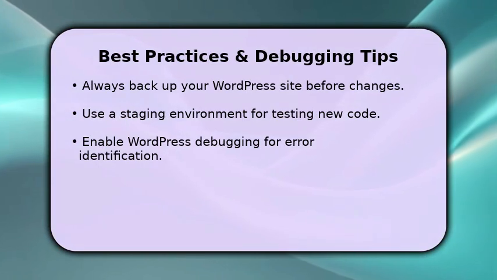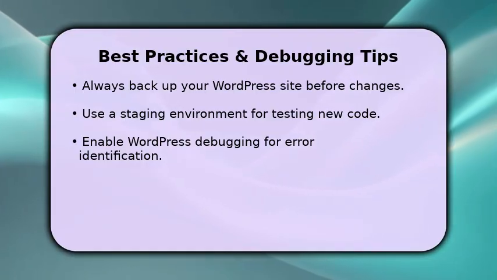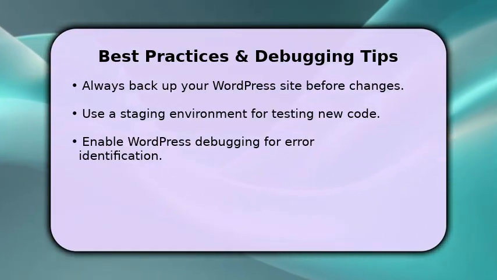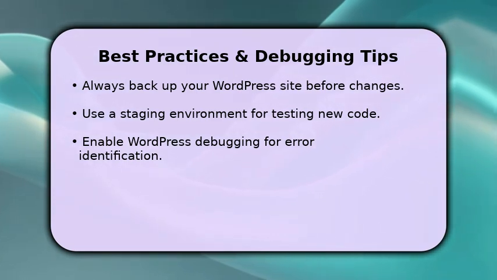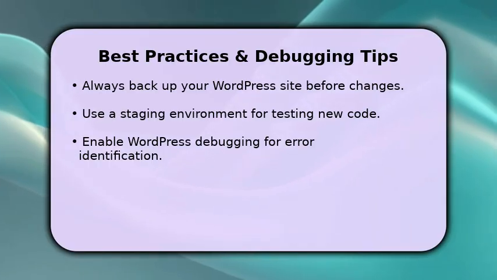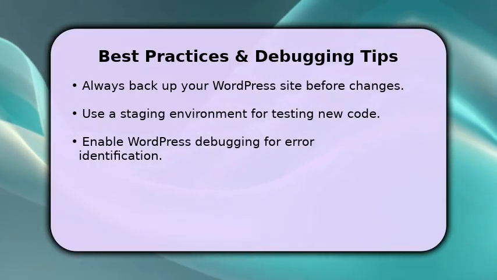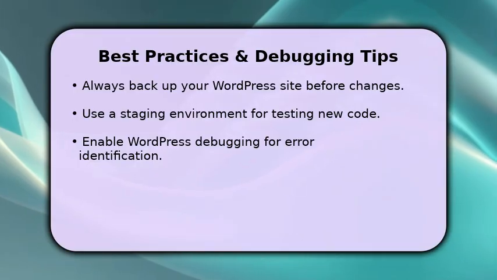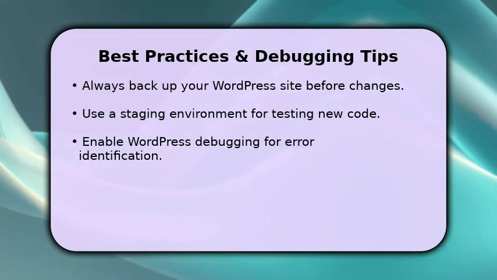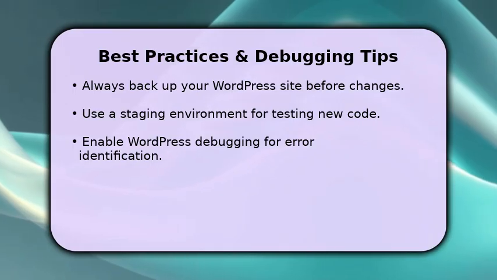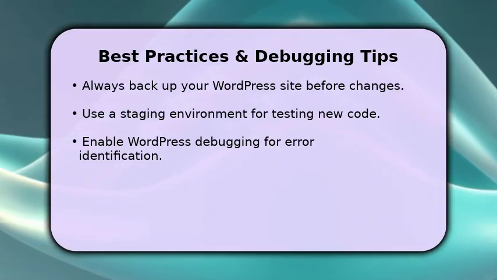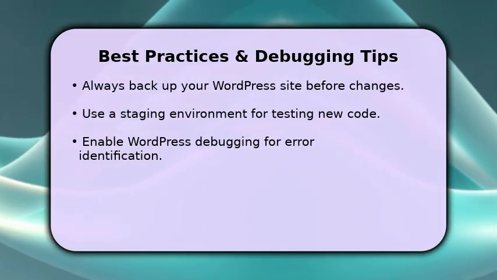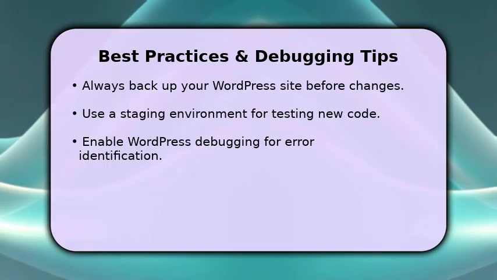Before implementing any new code, always create a full backup of your WordPress site. This is a critical step. Testing your code in a staging environment, separate from your live site, prevents potential issues from affecting your visitors. Should errors occur, enabling WordPress debugging will help pinpoint the problem quickly. Harry can offer valuable tools to manage your code efficiently and maintain a healthy, error-free website.